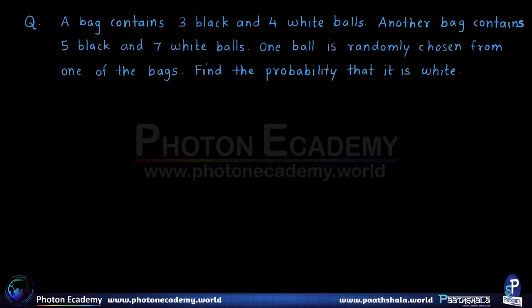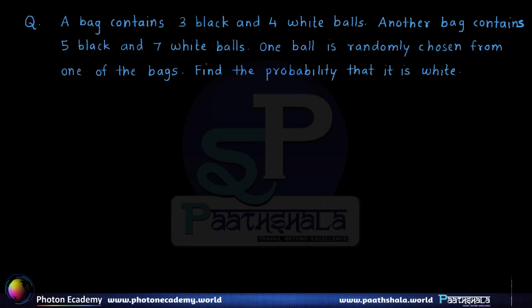So if we look at the question, there are 2 bags given and each bag has some number of black balls and some number of white balls. And one ball is randomly chosen from any one of the bags. So it's not mentioned which bag, that means it can be either of the 2 bags. And we have to find the probability that it is white.